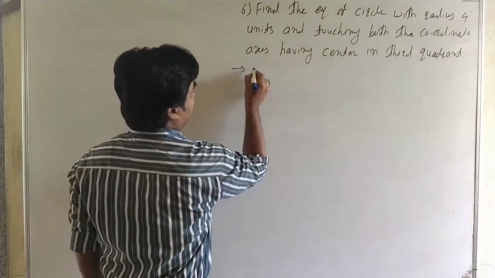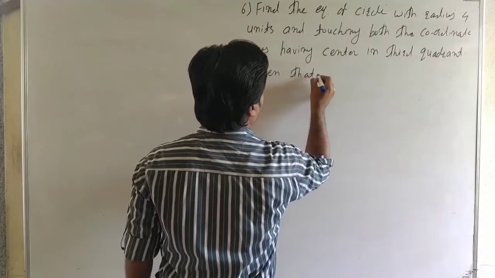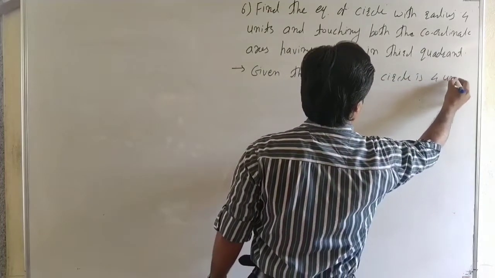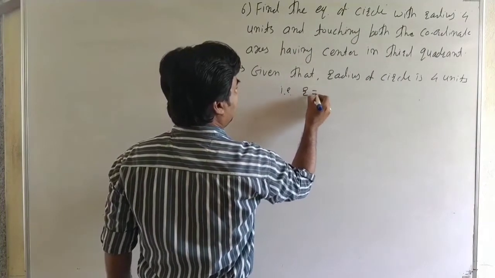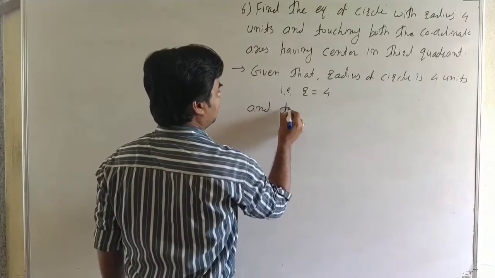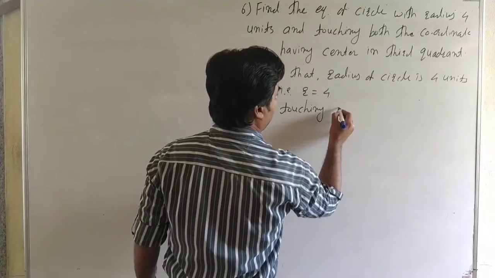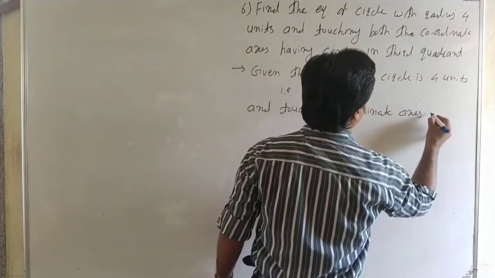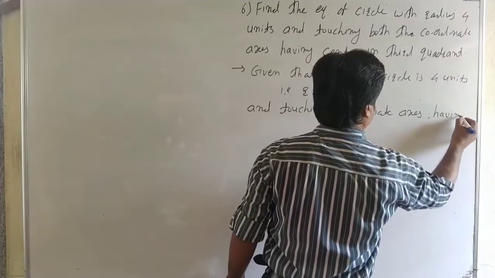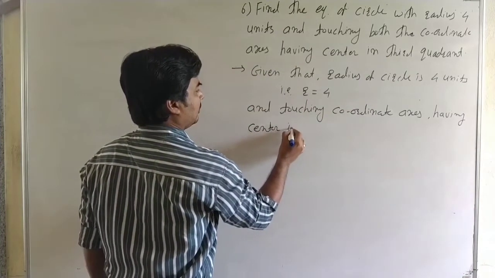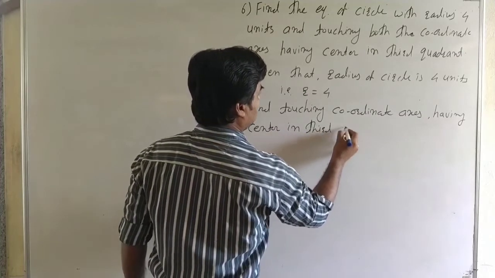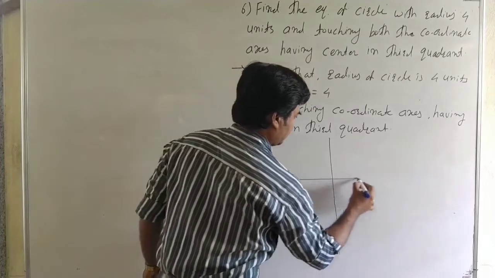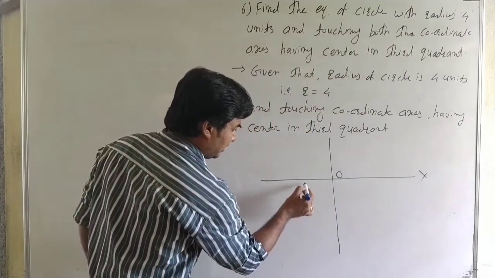Okay, here it is given that the radius of the circle is 4 units, that is r is equal to 4, and the circle is touching the coordinate axes, having center in the third quadrant. See carefully: the center of the circle is in the third quadrant, and the circle is touching both the axes.